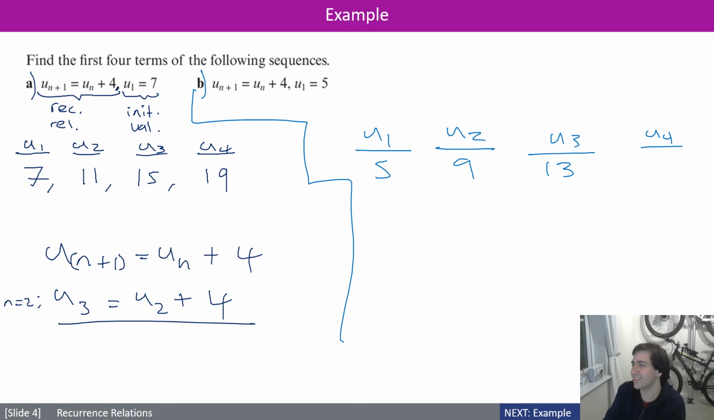Yeah, sorry, moment of hesitation there, couldn't add my 4s. 5, 9, 13, 17, that's it.